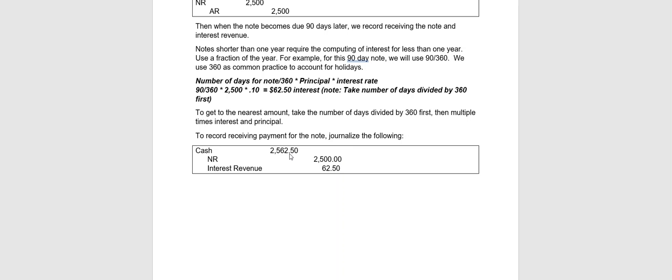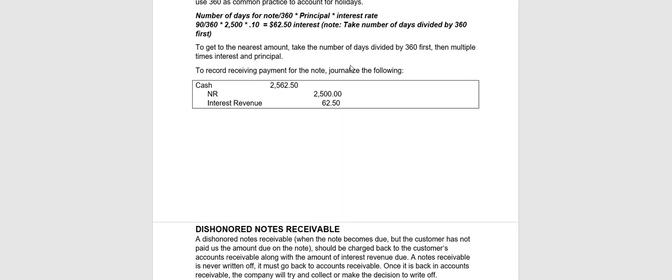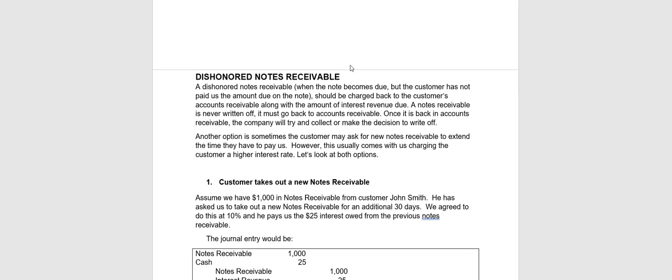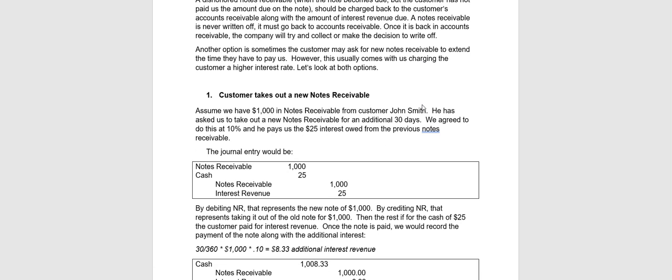So 90 days later, when Joe pays us, he owes us the $2,500 plus the interest revenue of $62.50. So Joe will pay us in cash $2,562.50. We'll credit notes receivable for $2,500 and credit interest revenue for $62.50. So all is well when Joe pays us. However, just because Joe took out a note receivable doesn't mean he's going to pay us on time. So a few different options can happen from that. We call it dishonored notes receivable when they don't pay it on time. So a couple of different things could happen.